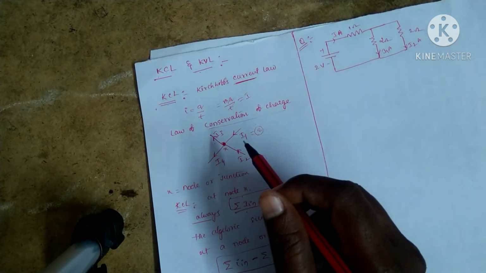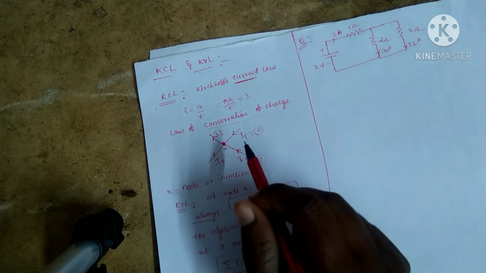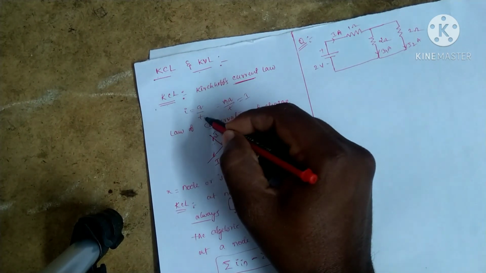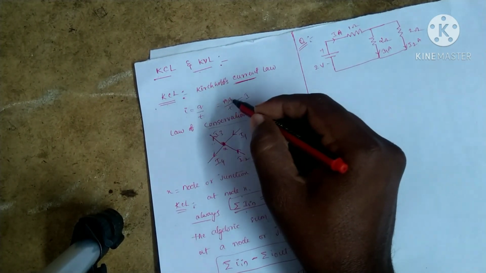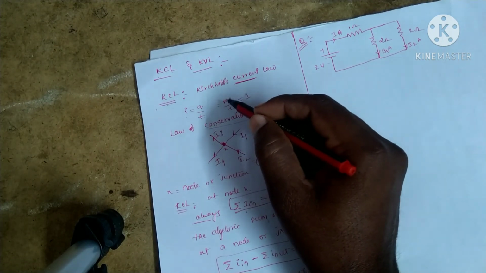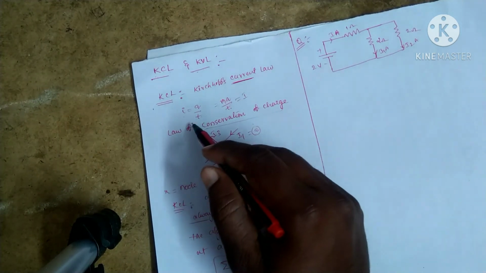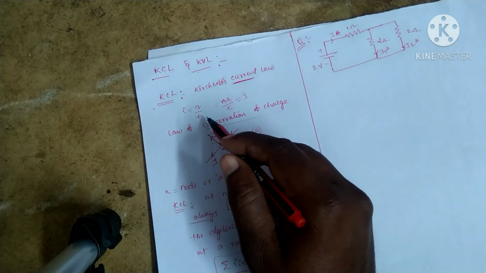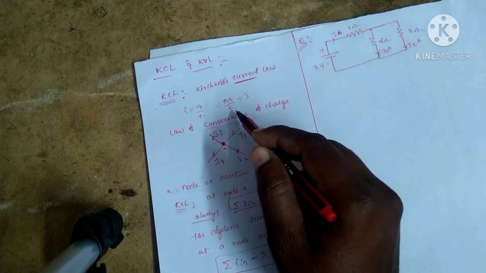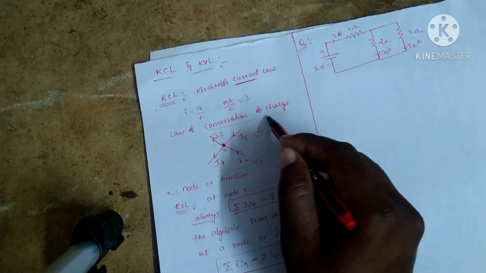Kirchhoff's current law, its name itself indicating this law is all about currents, and we know that current is nothing but Q by t, or nq by t. That is the number of charges passing through an area in a given time. That is the current flowing in any wire or conductor. It depends upon the number of charges flowing through unit area. That's why KCL is also called the law of conservation of charge.